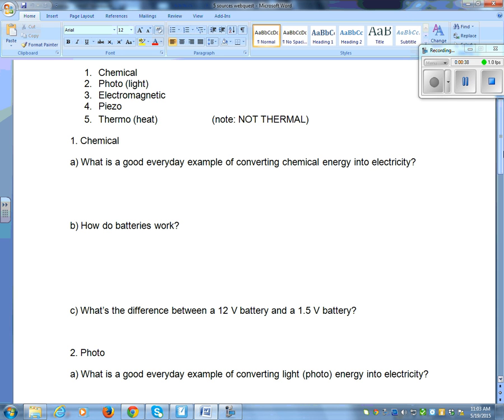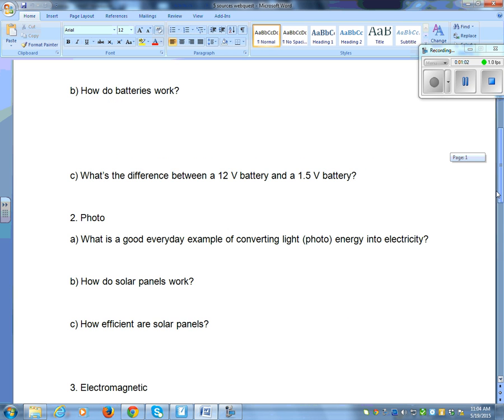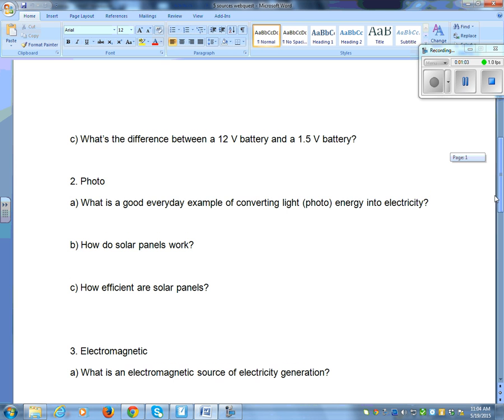Batteries work by chemical reaction. They separate the electrons from the protons, right? And they create a potential difference, and you get energy that way. The difference between a 12 volt and a 1.5 volt battery is usually just more cells, a greater potential difference. More has more volts, sure, yeah.